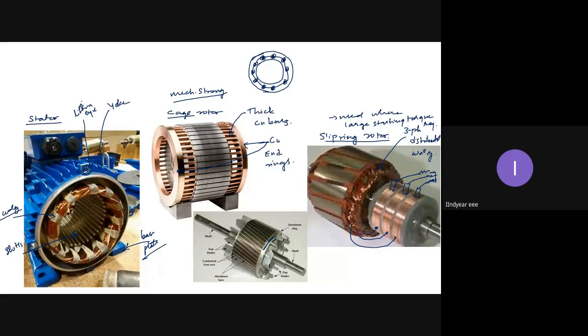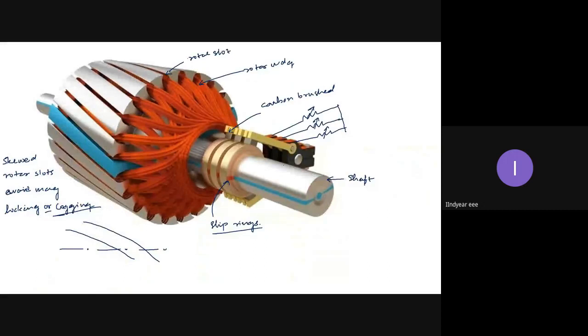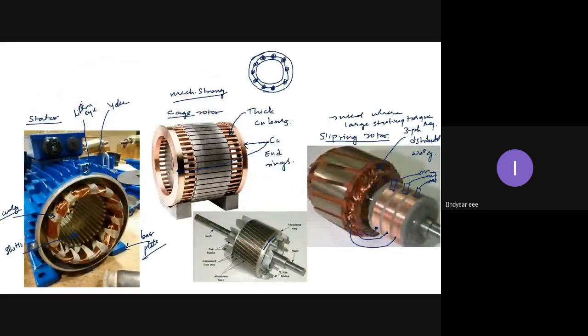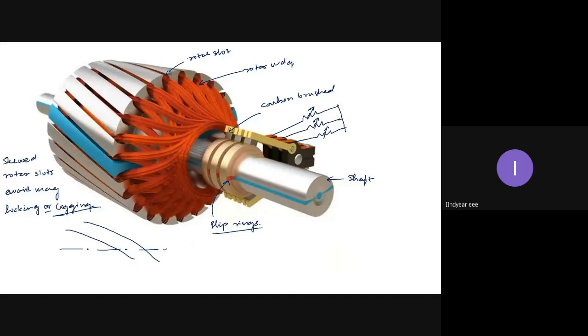Slip ring motors need a small amount of maintenance, because after a period of time the brushes will wear out, there may be a loose contact between the slip ring and brush, and we may have to change the slip rings also because of wear and tear. Whereas for the cage rotor, there is no maintenance. Once it is fixed, it will run for its life until it breaks down. So this is all about the construction of the three-phase induction motor.